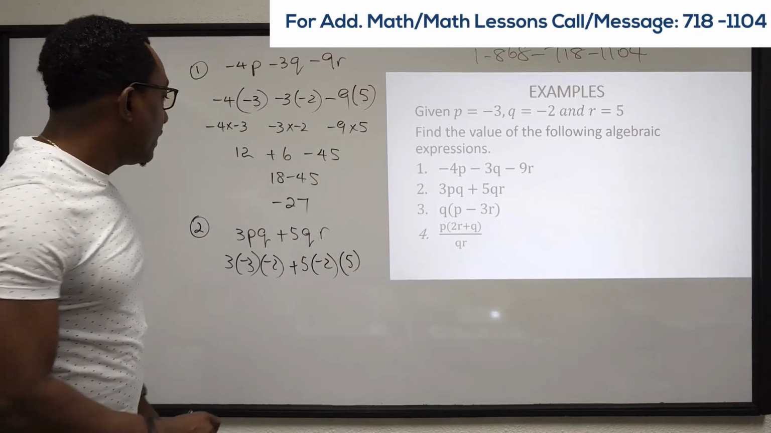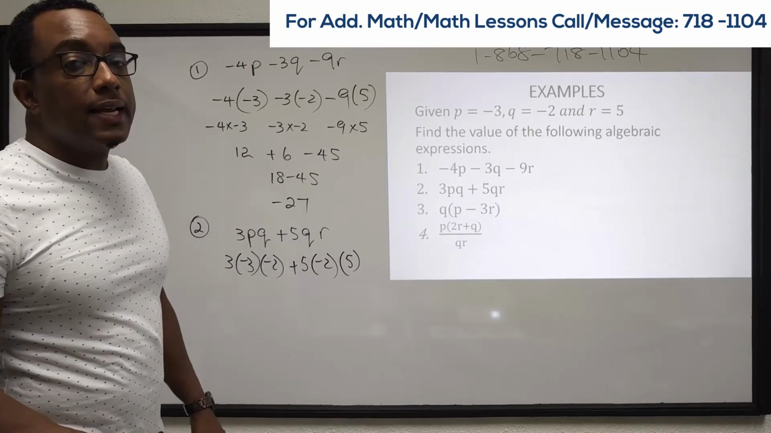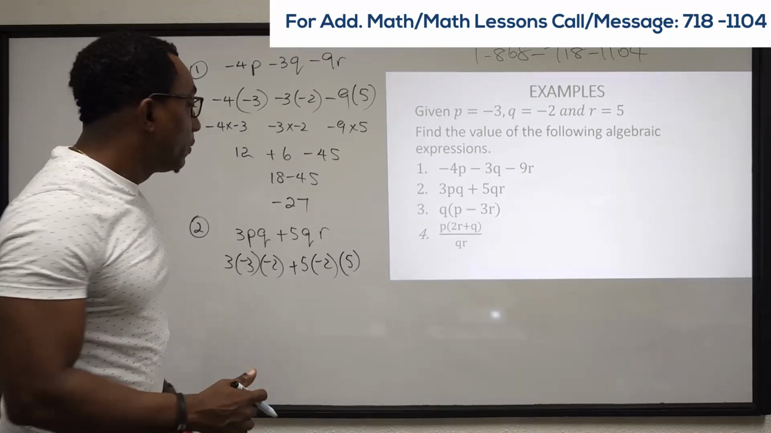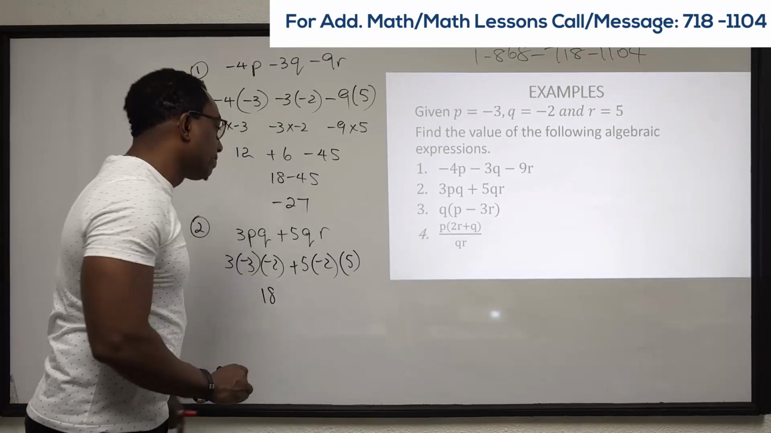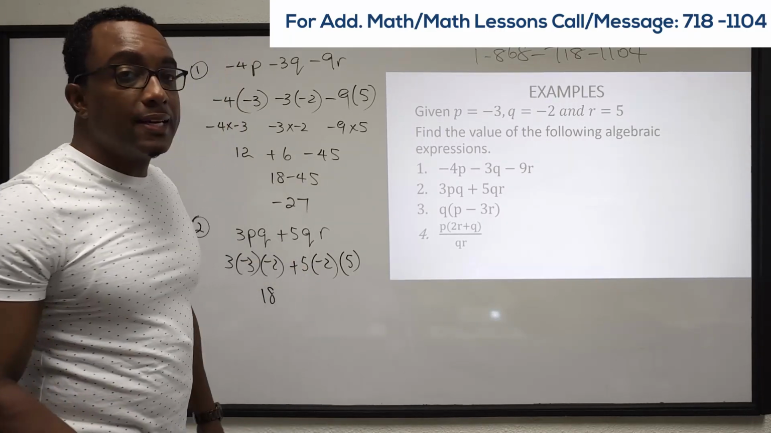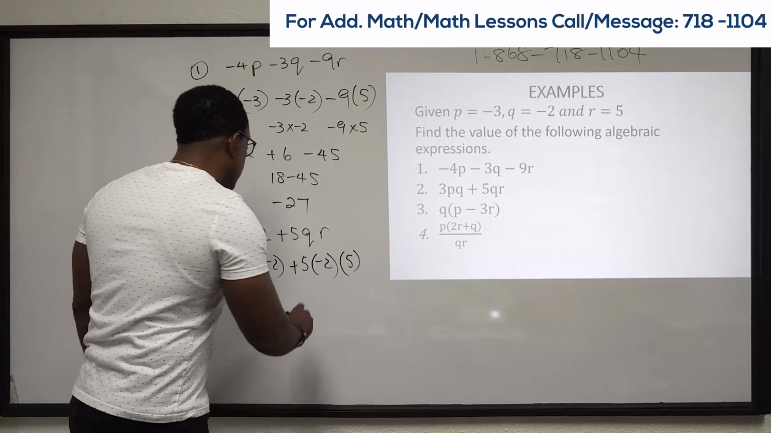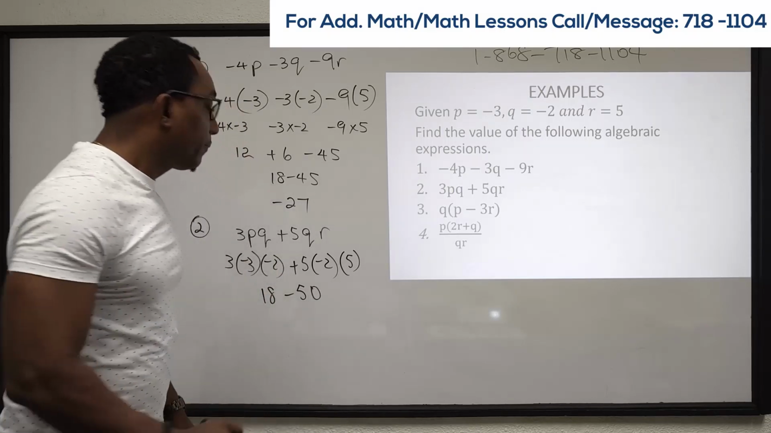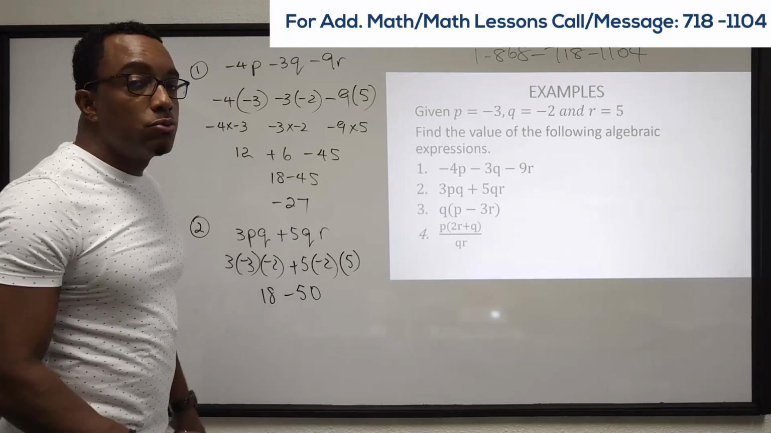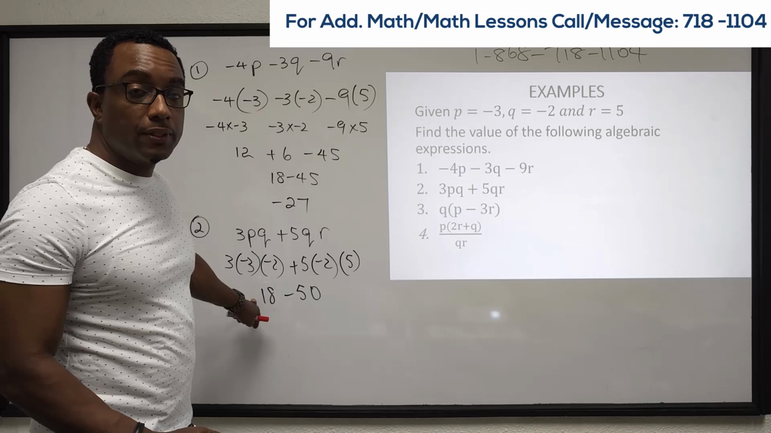So let's simplify. So this is 3 by negative 3 is negative 9. And negative 9 by negative 2 will be plus 18. This is 5 plus 5 by negative 2 is negative 10. And negative 10 by positive 5 will give us negative 50. Of course, to simplify that to get a value for the algebraic expression, we apply our rules of signs of addition and subtraction. You know when the signs are different, a plus sign is understood in front of your 18.